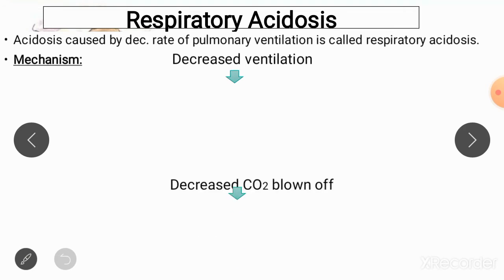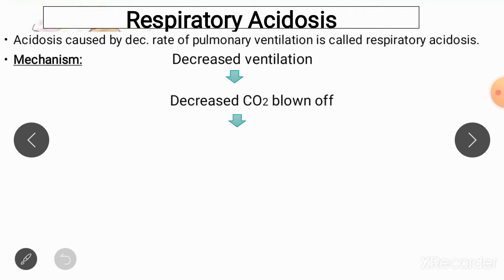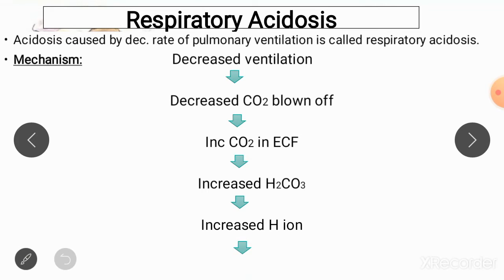Whenever there is decreased ventilation, less carbon dioxide is going to be blown off and it is going to be retained in your blood, and increased carbon dioxide in the extracellular fluid is going to combine with water in the presence of carbonic anhydrase and form carbonic acid, and of course this is going to lead to increased concentration of hydrogen ions and a decrease in pH. This is known as respiratory acidosis.